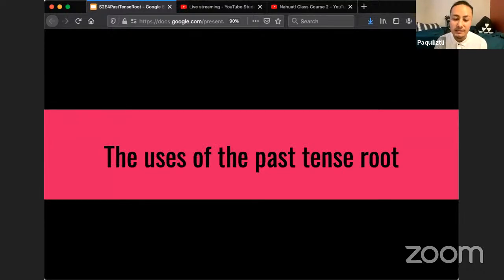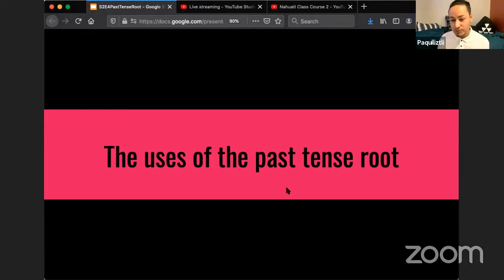I already showed you one way you could use the past tense root, and that is being able to identify or create the Central way of saying the past tense, which is one of the biggest differences between Central and Huasteca Nahuatl. But if you look at it, it's not that difficult or different, and native speakers can understand both pretty much.